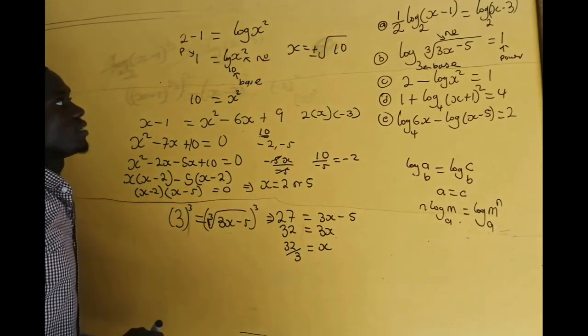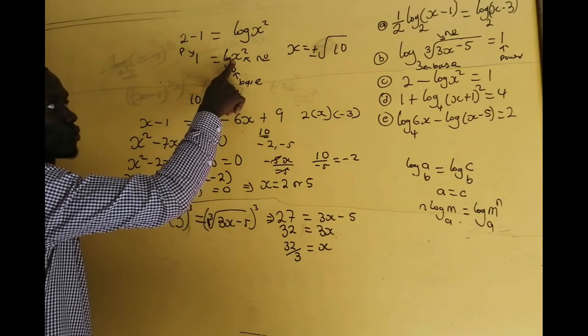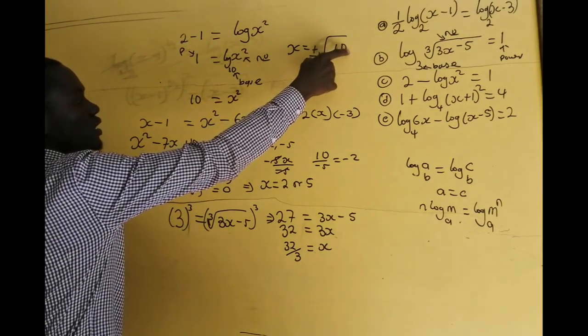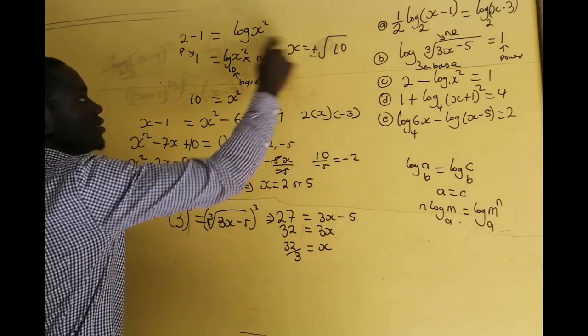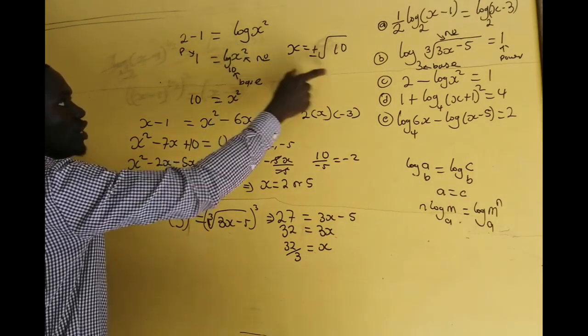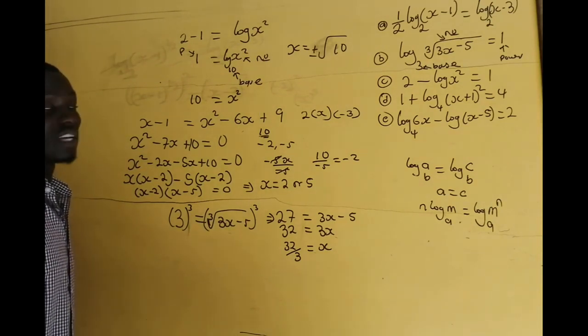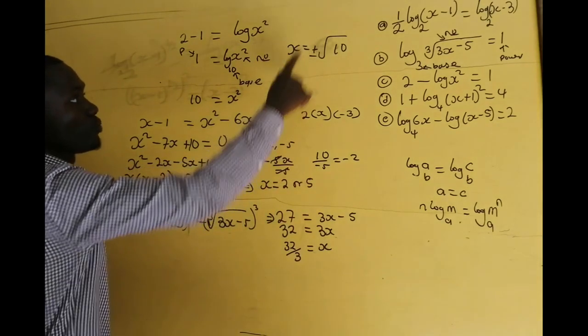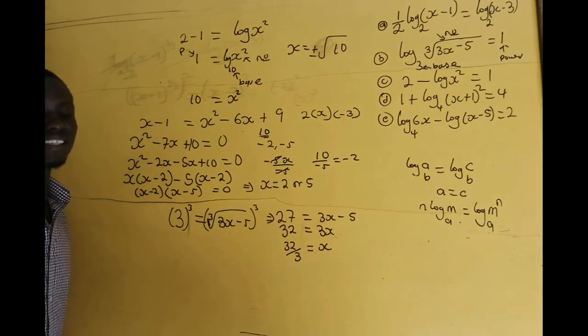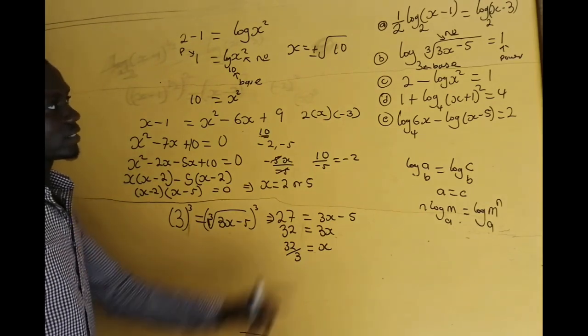And that is correct. Here, since x is squared, if you put negative root 10 here, you get positive. If you put positive root 10 here, you get positive. That is very, very simple for us. So x is equal to plus or minus root 10. That is very great. Now let's look at D.